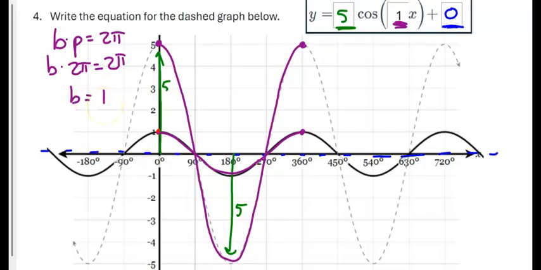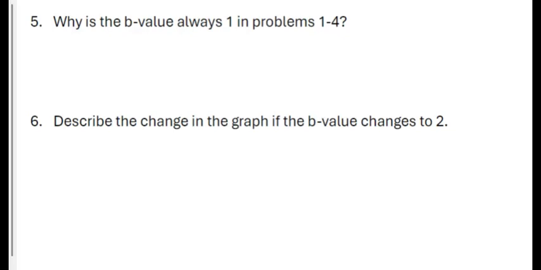Alright, so problems 5 and 6 are asking the question, why is the b value always 1 for problems 1 through 4? Hopefully I've addressed that well enough. You can answer that question if you have not, or if you have an incorrect answer, please change it. And then describe the change in the graph if the b value changed to 2. What happens if the b changed to 2? How's the graph going to be changed?